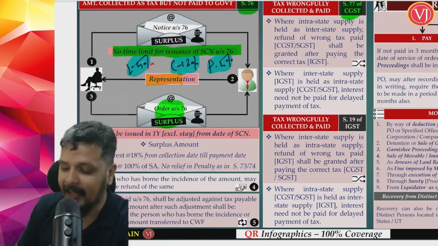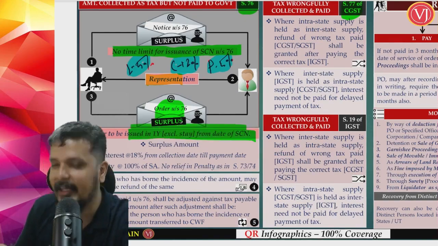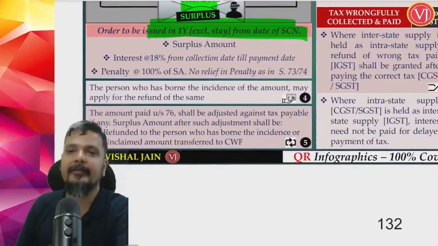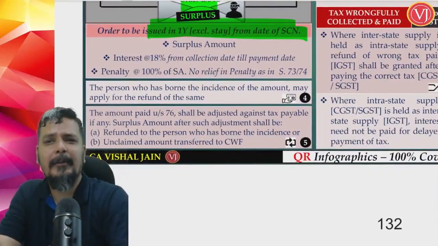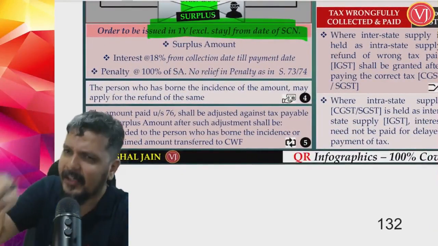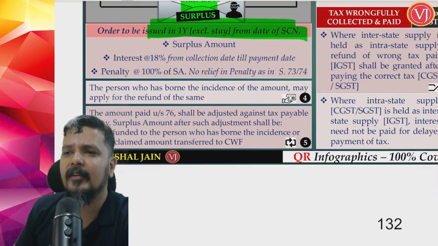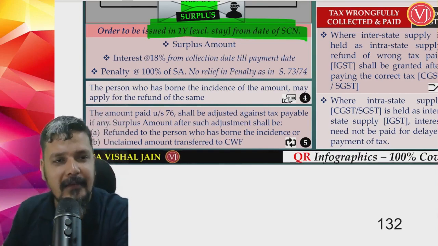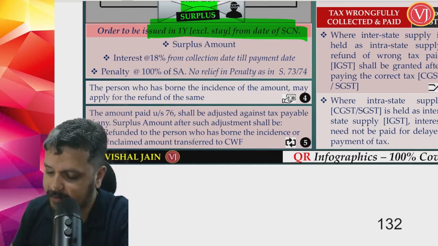For order, they give a time limit within 1 year, excluding the stay period. For notice, there is no time limit. You open the matter, then after giving notice, close it within 1 year. You can give notice after 15 years. After you have given the notice, please give an order within 1 year plus stay period.